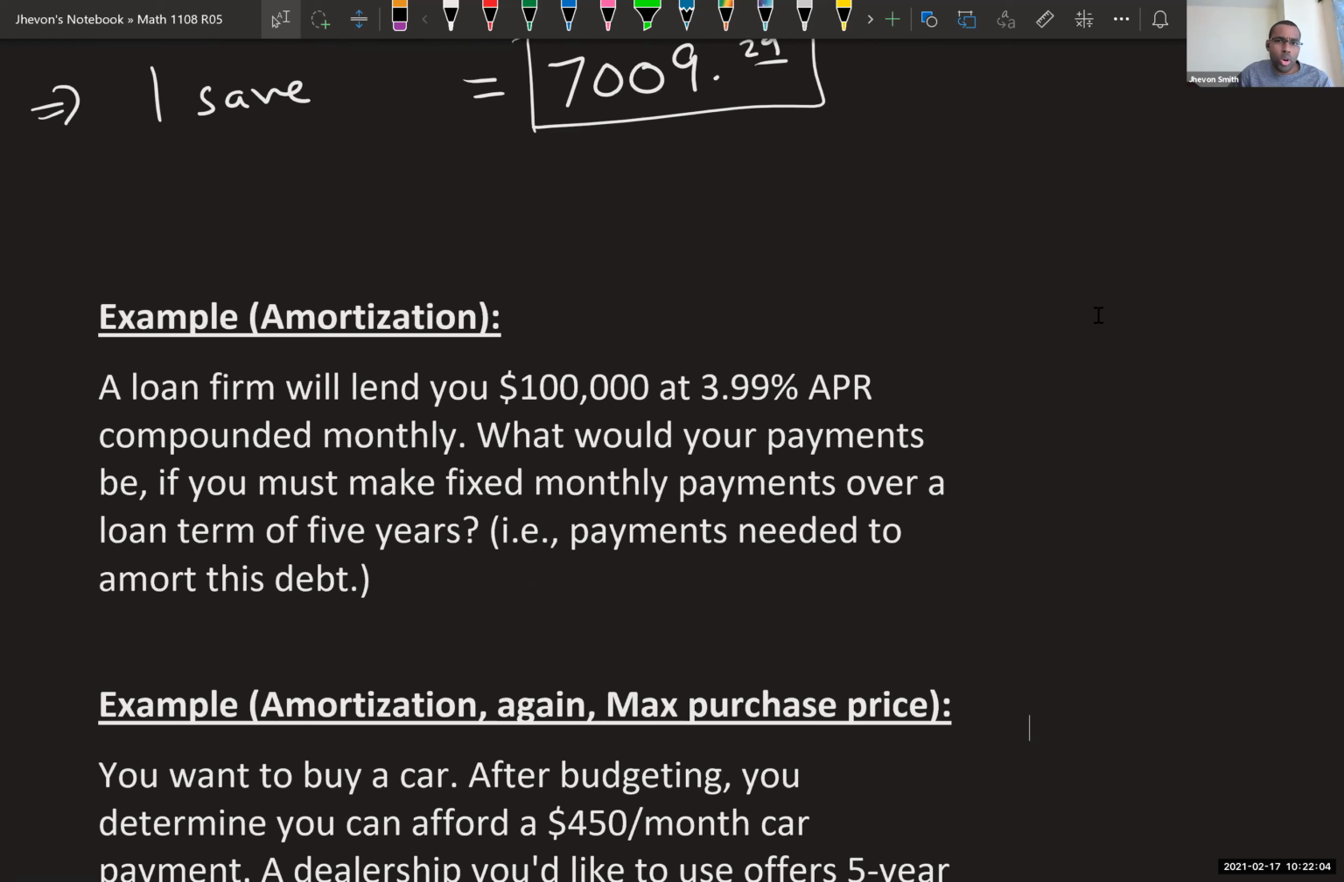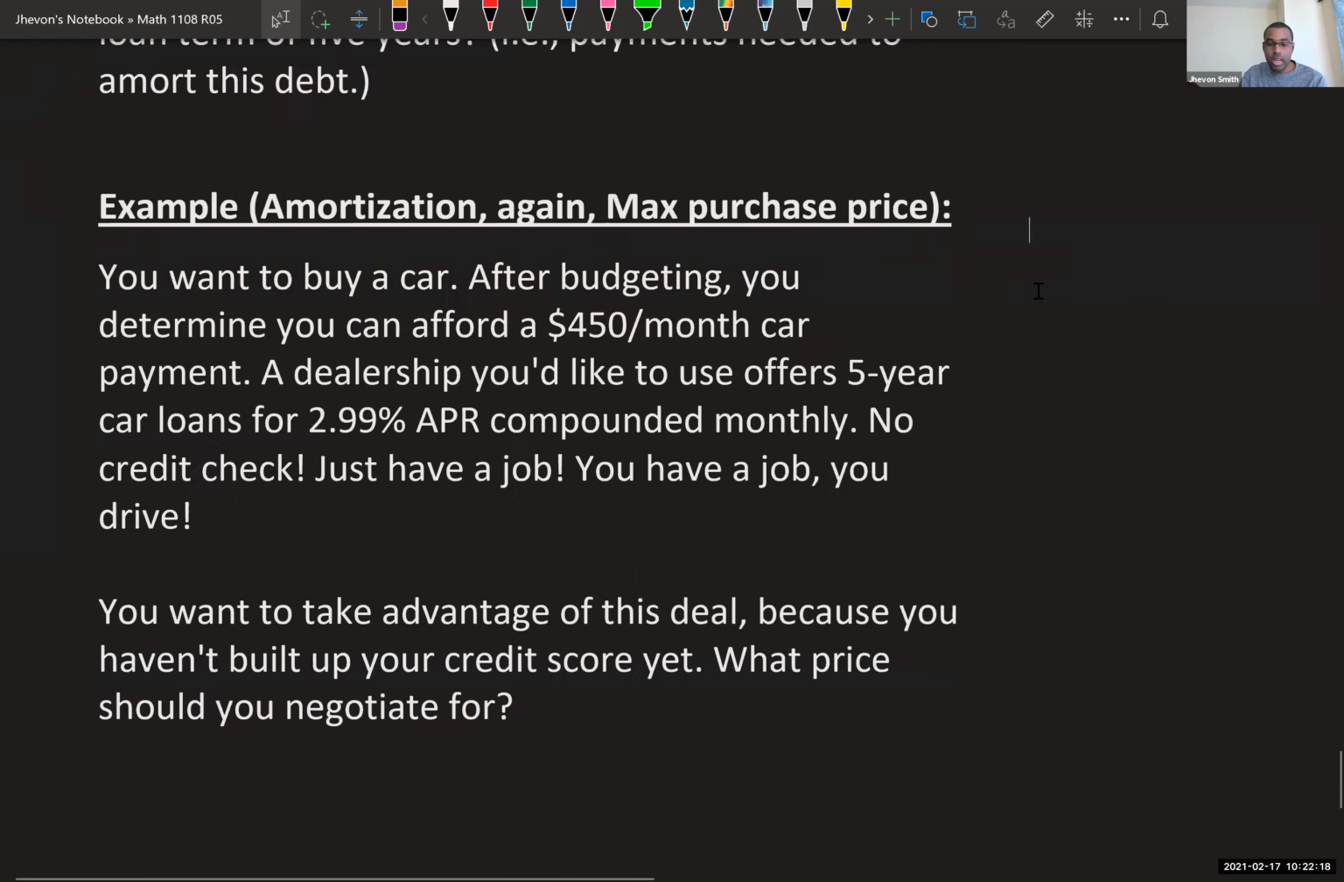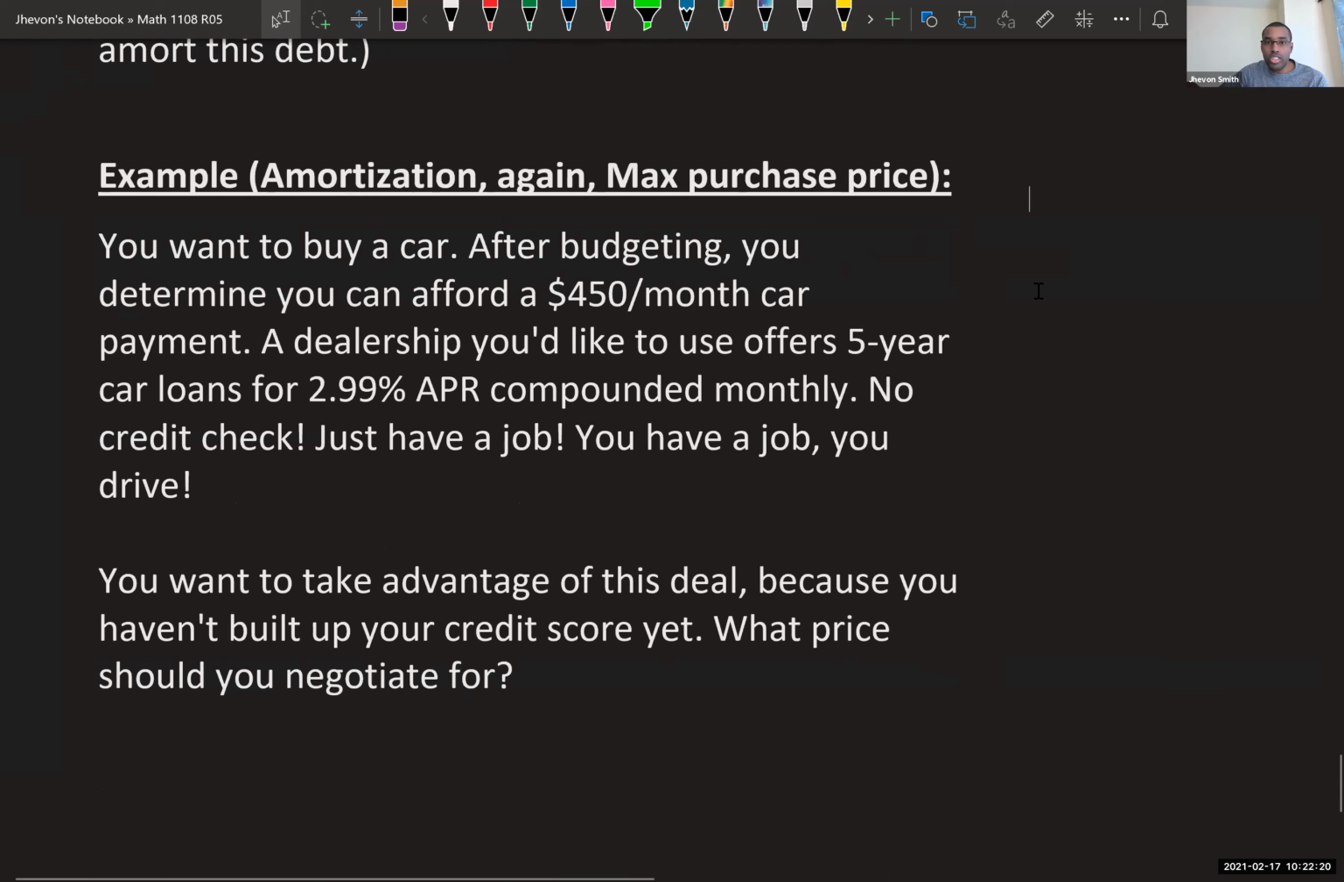So if you go out for a mortgage or a car loan or something like that, and they tell you, oh, if you want to borrow this much money, this is what it's going to cost you per month, this is the formula that they're using. So that's how it can be used against you, and you want to calculate your payments. You can use it as a consumer to figure out something like the max purchase price. So say you want to get a car and you budgeted and you know that, oh, I can afford $450 a month on a car payment, right?